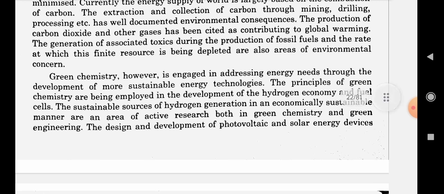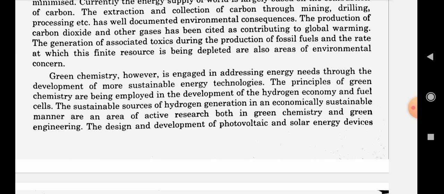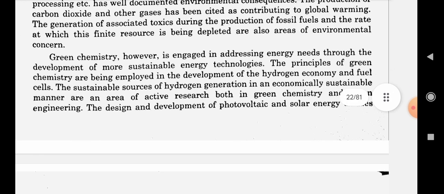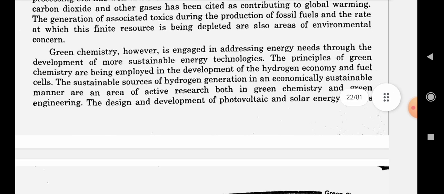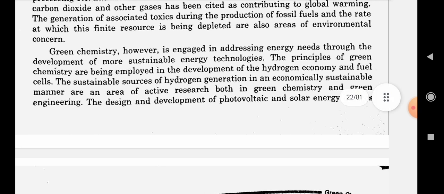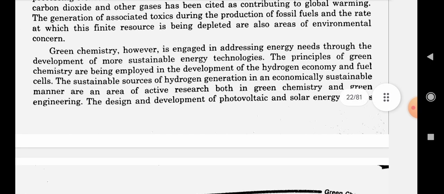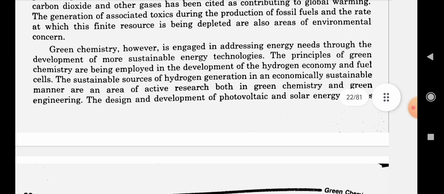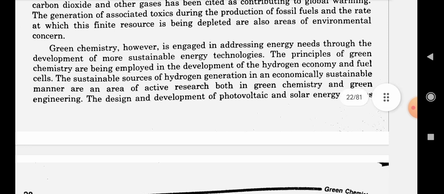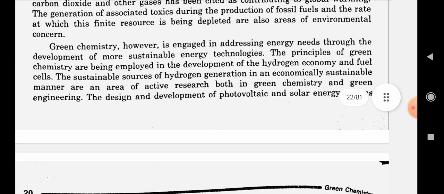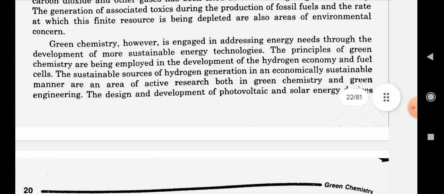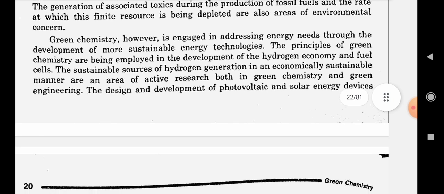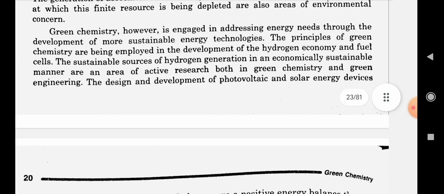The production of carbon dioxide and other gases has been cited as contributing to global warming. The generation of associated toxics during the production of fossil fuels and the rate at which these finite resources are being depleted are also areas of environmental concern.